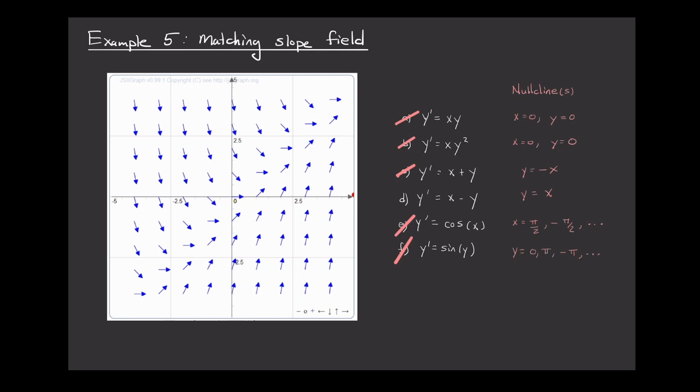Checking the null line of D, we see that there should be a null line along the identity curve, y equals x. And indeed, it looks like along this line we have zero slopes. Since we've ruled out all of the others, we know that this is the equation for this slope field, but if you weren't sure that it was at least one of these, you could do further investigations with other isoclines. Now let's look at the next example.